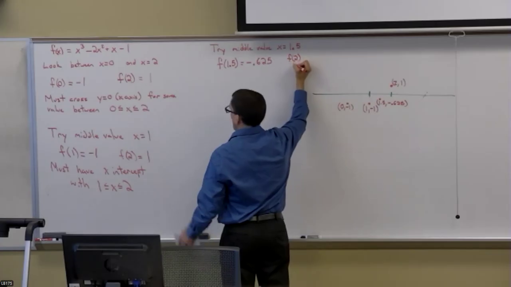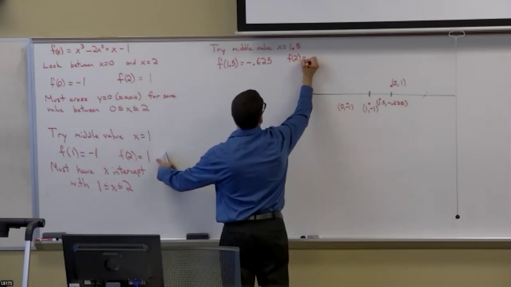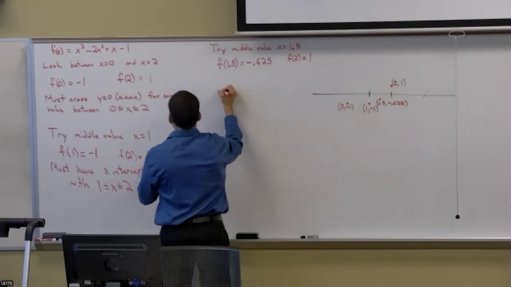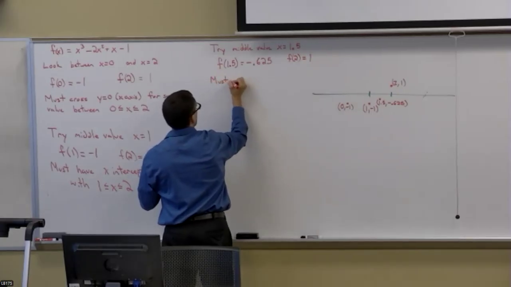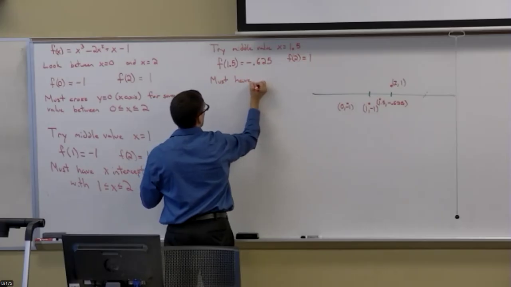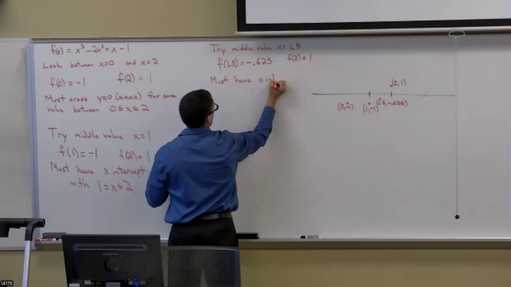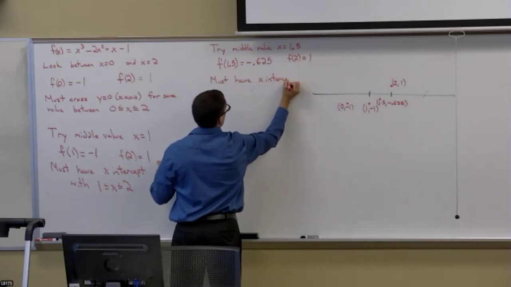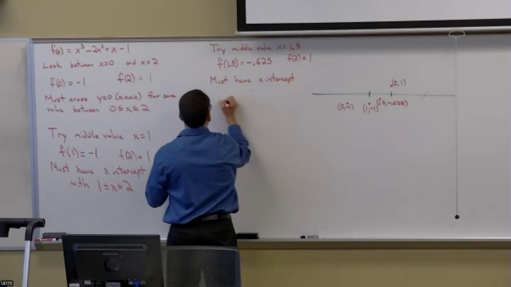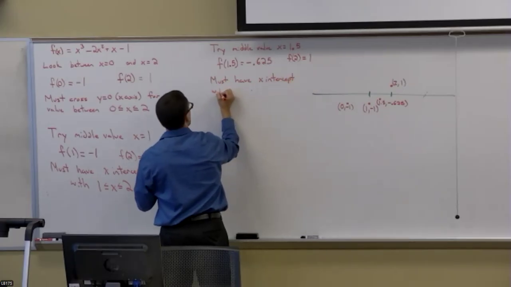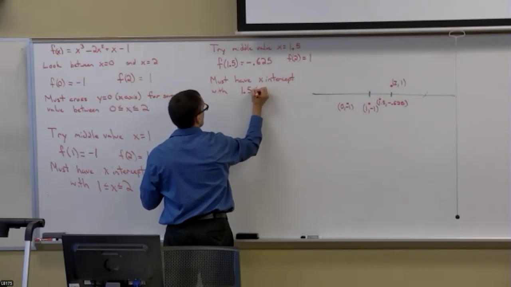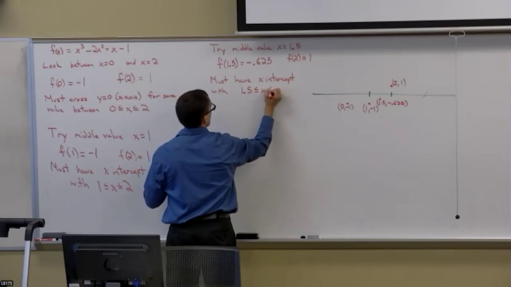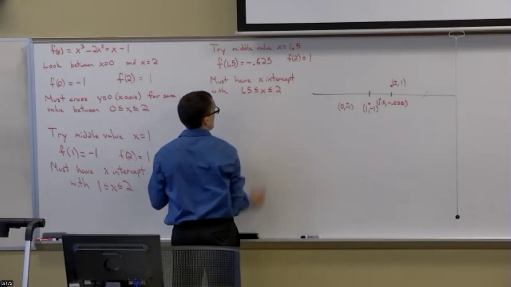So I'll use the positive output value from the previous. And then I say we must have an x-intercept with x value between 1.5 and 2.